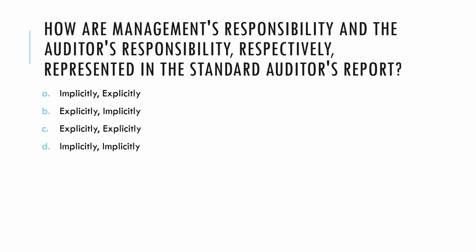Next, in the audit report, how are management's responsibility and the auditor's responsibility, respectively, represented in the standard auditor's report? And if you would notice the sections of the audit report, we do have a separate section for management's responsibility and another section for the auditor's responsibility. So, therefore, they are both explicitly included in the audit report. So, the answer is Charlie, explicitly, explicitly.